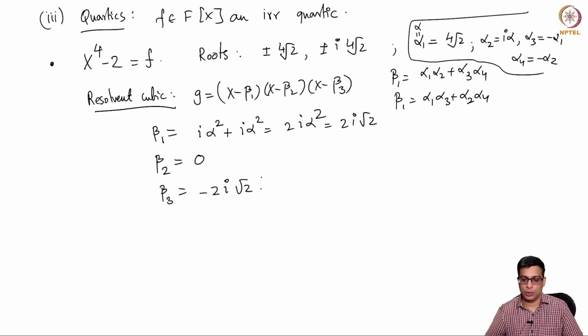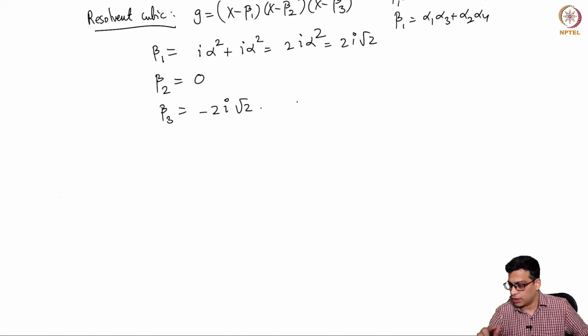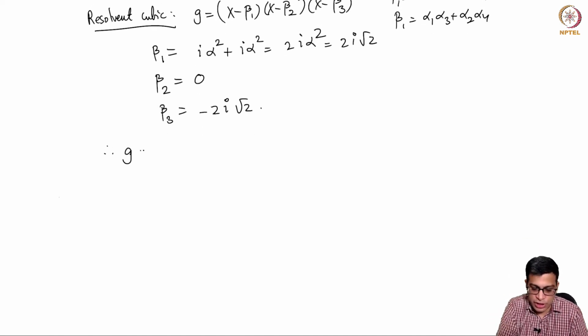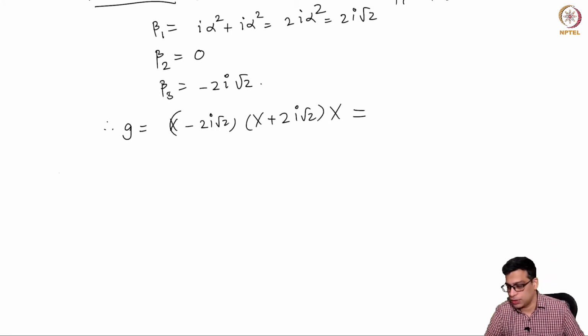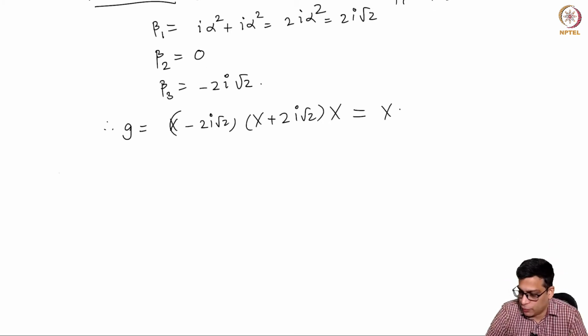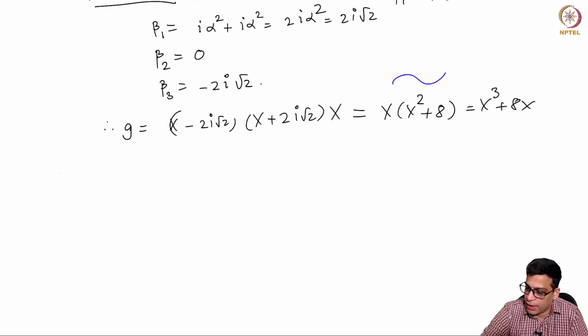So I don't want to spend too much time on this. This is just a computation which is not that interesting, so I will breeze past this. But then we can now compute G, that will be (x - 2i√2)(x + 2i√2) times x, times (x - β2) which is 0, x. So this actually will give you x times (x² + 8), because (2i√2)² is 4 times minus 1 times 2. So this is x³ + 8x, and this is reducible.